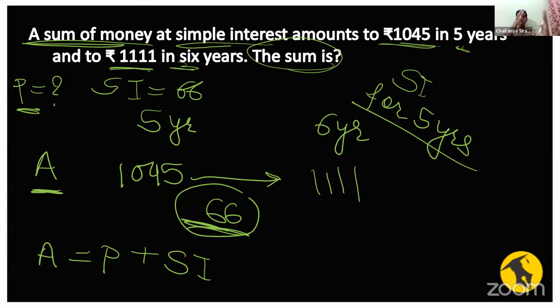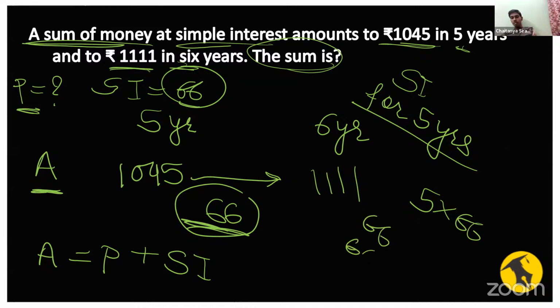You got some interest in the first year, in the second, third, fourth and fifth year. So it will be 5 times 66. 66 for the first year, 66 for the second year, third year, fourth year, and fifth year. So you simply add it or you multiply it by 5, you will get 330. So that's my simple interest.